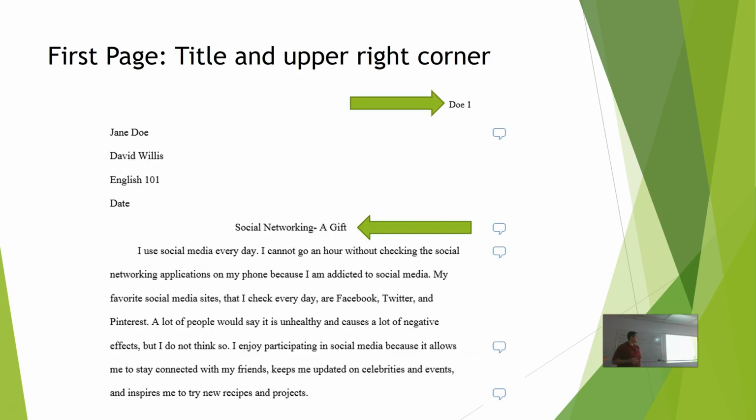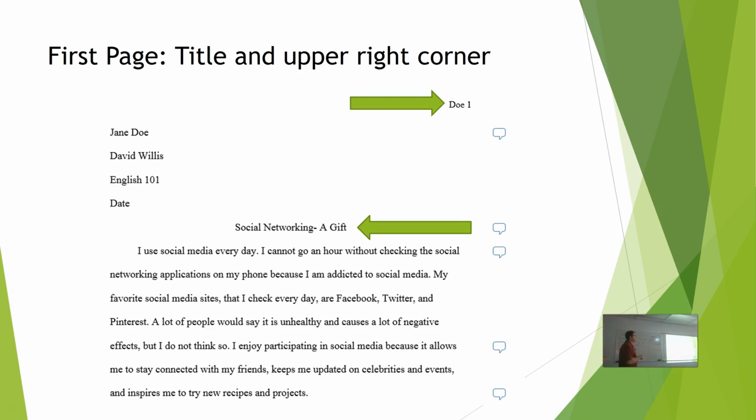This is what it's going to look like. In the upper right-hand corner, we have the author's last name, page number. Notice it's in Times New Roman 12-point font, just like the rest of the essay. We have the title centered, but it's just the normal double space, okay? And this is the formatting for all of your papers, okay?